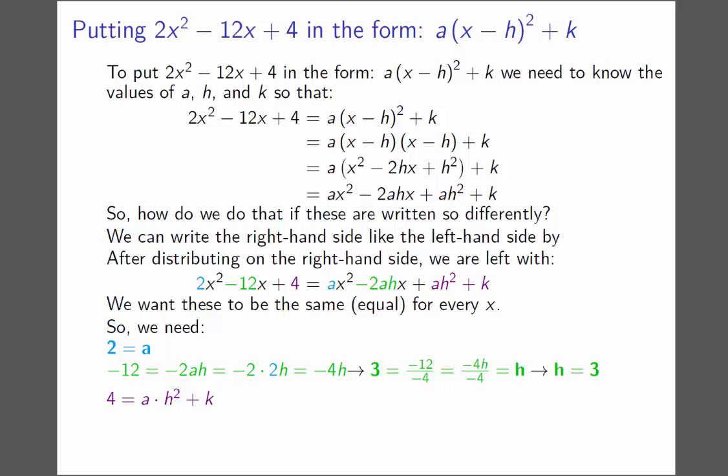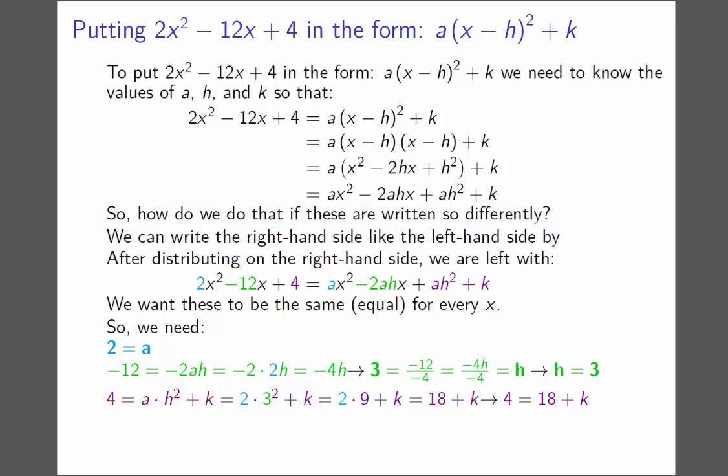Now we have to do the constant, which looks much harder. But we already know a and h. a is 2 and h is 3. So our equation, 4 equals a times h squared plus k, becomes 2 times 3 squared plus k. 3 squared is 9, so we have 2 times 9 plus k, which is 18 plus k. So our equation becomes 4 equals 18 plus k, which is not a very difficult equation to solve.